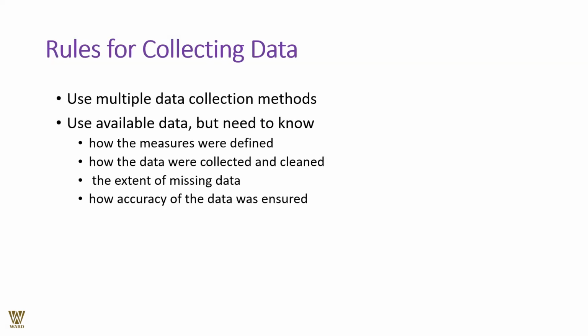So, rules for collecting data. First and foremost thing which I prefer is have multiple methods of data collection, multiple innumerable methods of collecting data. Use available data, but you need to find out how the measurements were defined. You need to find out how the data was collected, cleaned, pruned, the extent of the missing data, if any, and how accuracy of the data was ensured when you are just sourcing it from a third party. It's your secondary sources, right? So you need to have these questions in your mind. Should always be doubting how the things were measured, what the data was collected from, the extent of the missing data and the accuracy thereof.